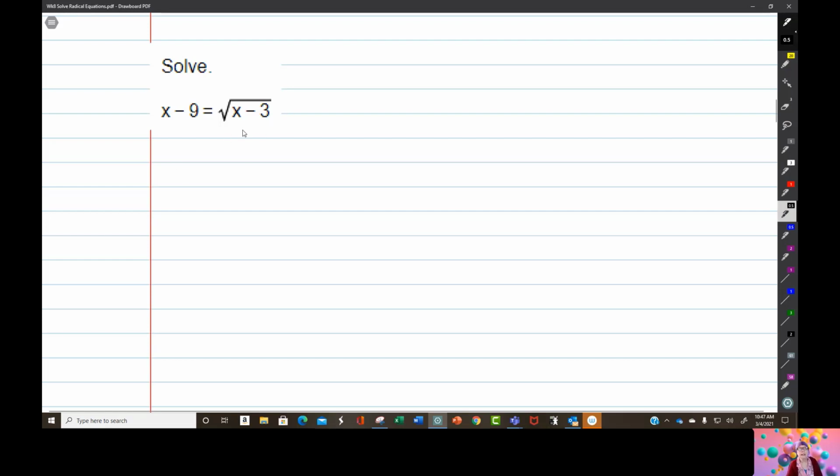Okay, our radical is isolated. So I'm going to square the left side of the equation and square the right side of the equation. Over here on the left, I'm going to have x minus 9 times x minus 9. And over here, the square cancels the square root, and I have x minus 3. And now I'm going to solve this equation.